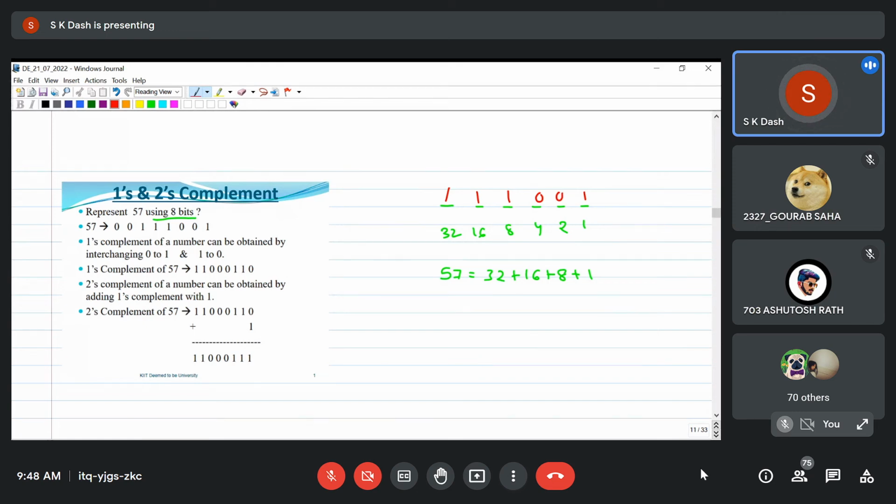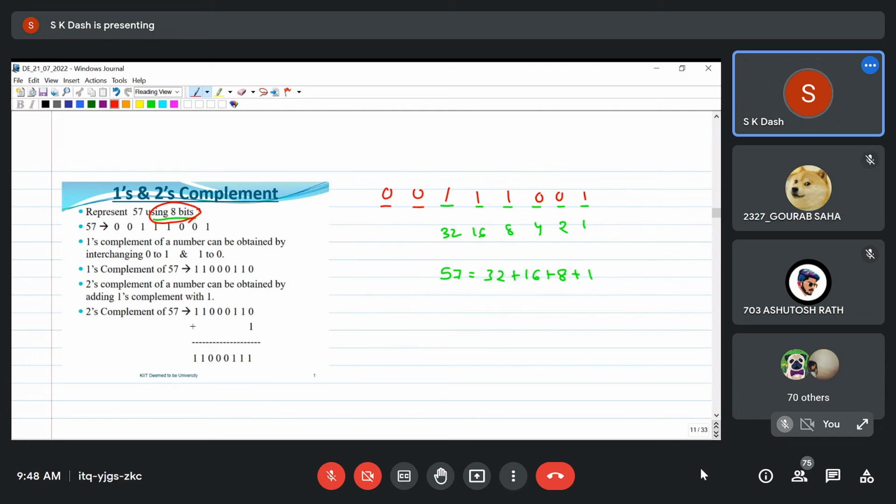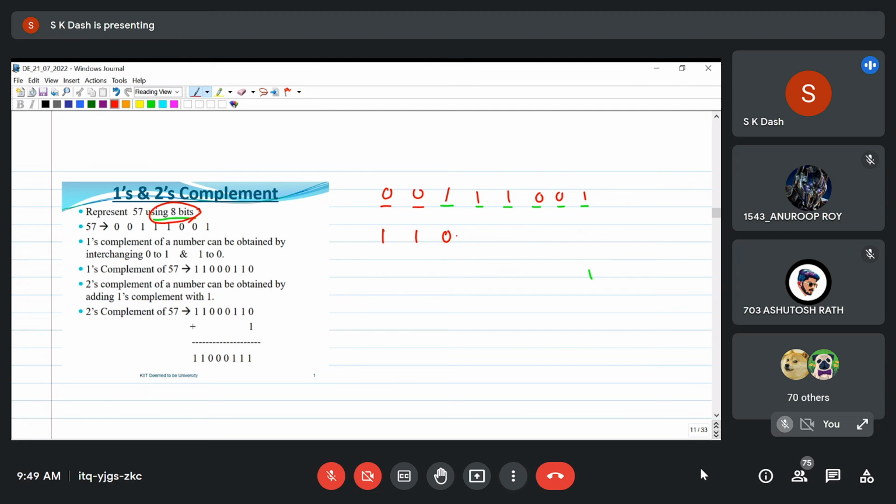Here I used 6 bits, but the question explicitly asks to use 8 bits. It is already 6 bits, so I will add another 2 bits on the left-hand side, and I can add 0s. It makes sense. So 57 is equal to 00111001. Now, if I want to find its ones complement, what will happen? We just need to interchange 0 with 1. So it is 11000110. Okay, the same thing is mentioned here.